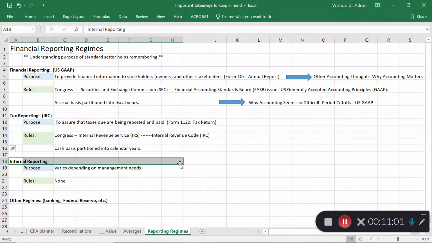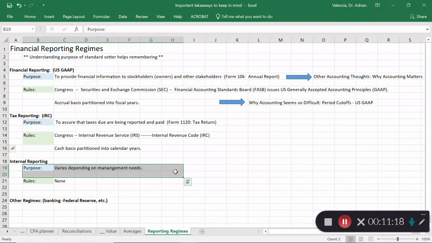Managerial or cost accounting. And what is the purpose? Well, the purpose of internal reporting really varies depending on management needs. So many times companies will come up with their own internal rules to check efficiency, to check whether the controls that they have implemented are working effectively. And all these things are based on different rules in general for each company.